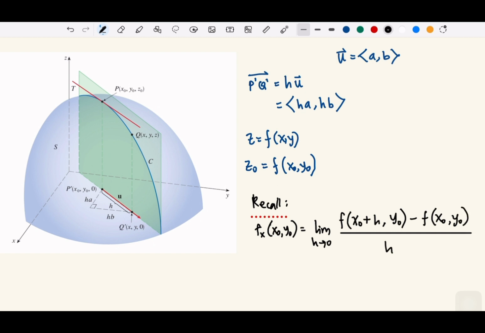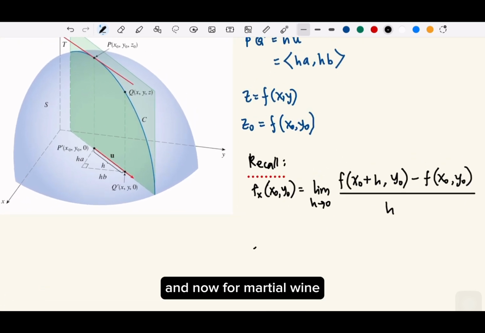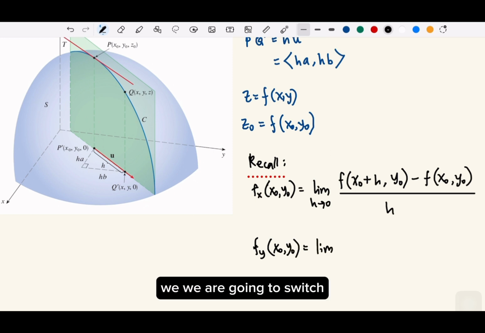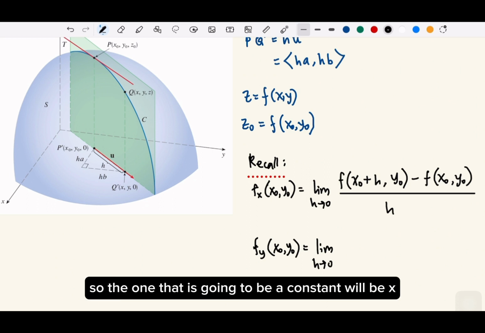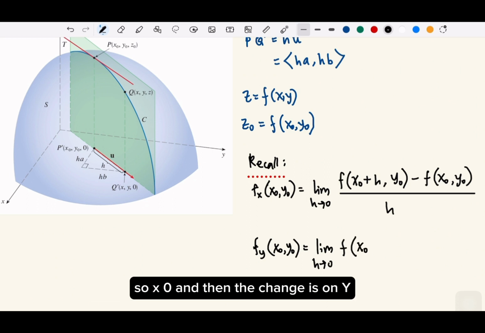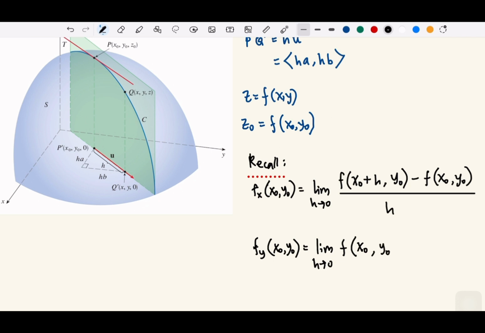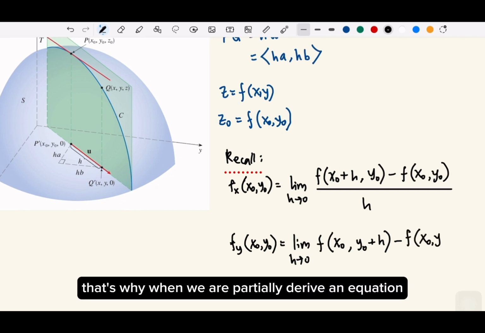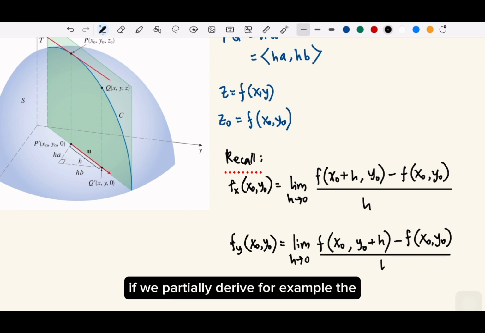Okay, and now for partial y, we are going to switch. The one that is going to be a constant will be x, so x0, and then the change is on y.